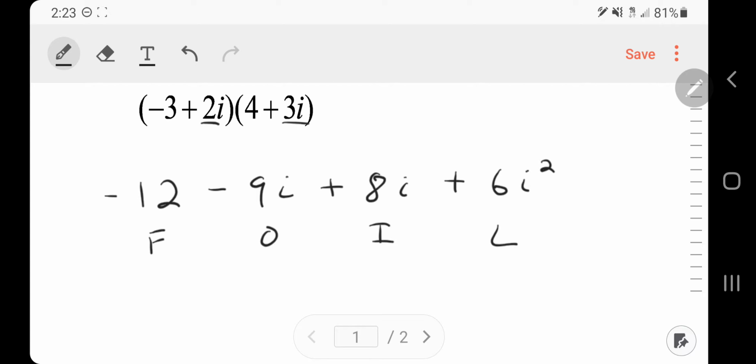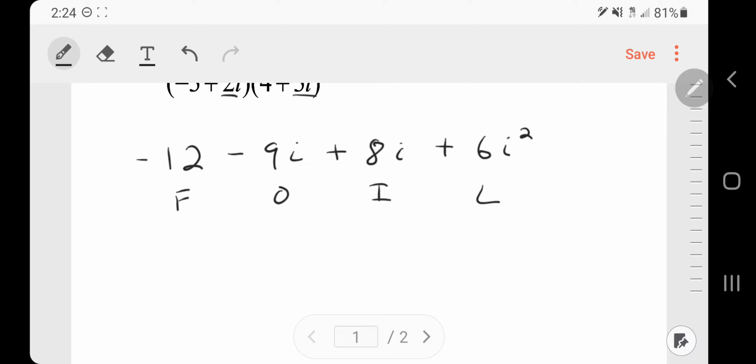All right, now that we have this, we can go ahead and simplify what we can. So we have a negative 9i and an 8i in the middle. That's going to combine together. We also have this i squared, which we know from the prior video, whenever we have an i squared, that's the same as having a negative 1.